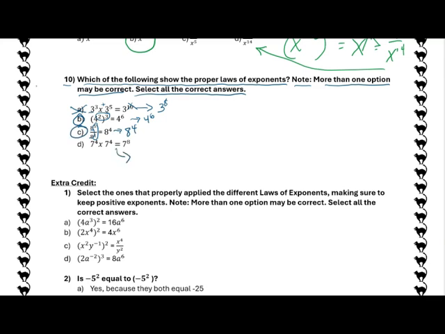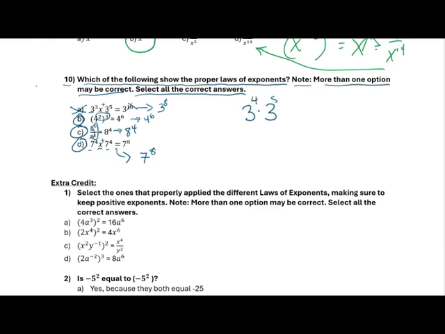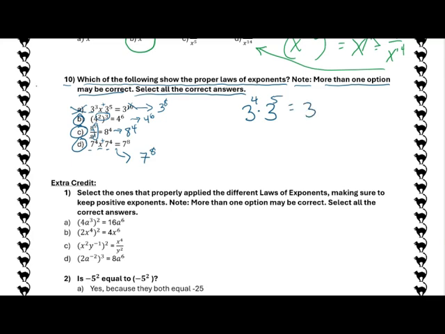Now let's look at this one. I'm multiplying with the same base. So 7 to the, I'm going to add the exponents. 4 plus 4 is 8. Oh, that one is also correct. So we have 3 correct answers for that one. So remember, if you are multiplying with the same base, you add the exponents. So that's a 4. So it should be 5 to the 9th.